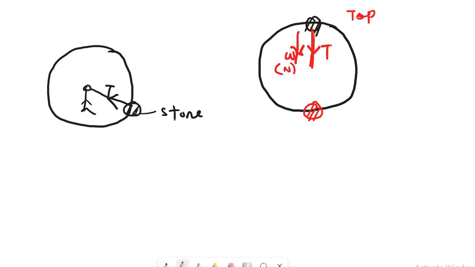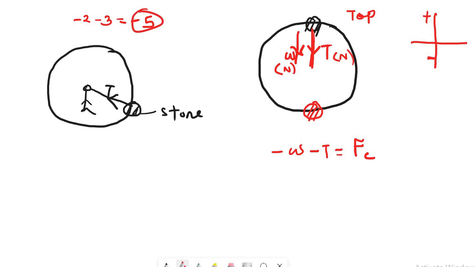Weight is measured in Newton, tension is measured in Newton. They are acting downward. Remember your Cartesian: up is positive, down is negative. So the weight and the tension are in the negative region, which means minus weight minus tension. The essence of this is to give us centripetal force. Mathematically, minus 2 minus 3 gives you minus 5, right? So minus weight minus tension will give you minus the answer.